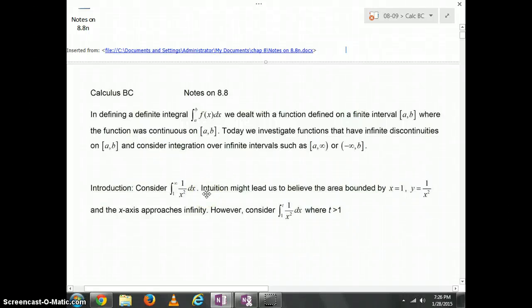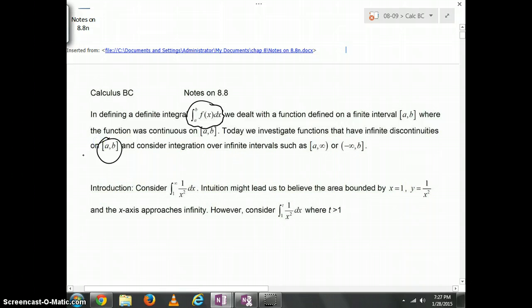Okay, lesson 8.8 is the last lesson of this chapter. We're going to be looking at something called improper integrals. As we can see on the notes here, in defining a definite integral from a to b, where a and b are both real numbers, of f of x dx, we dealt with the function defined on the interval from a to b, where f, of course, was continuous on that closed interval. Today we're going to look at infinite discontinuities on that closed interval.